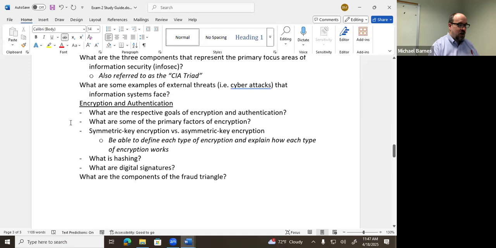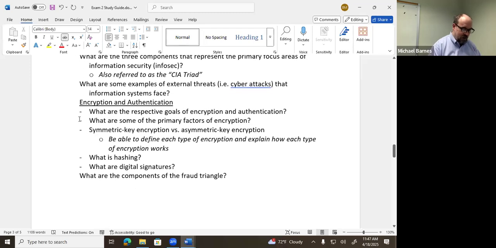Encryption and authentication, excuse me. I make that mistake every single period and still can't get by it. So what are the respective roles of encryption and authentication? First of all, be able to define what encryption is and what authentication is. Encryption basically disguises the information that's being transferred. Authentication is verifying the identity of the user transferring the information. So verification of identity is the basis of authentication, whereas encryption is just disguising the information so it cannot be utilized.